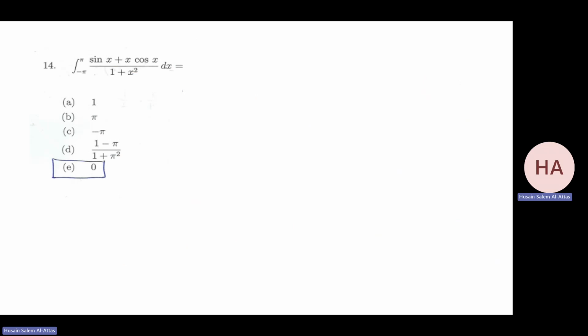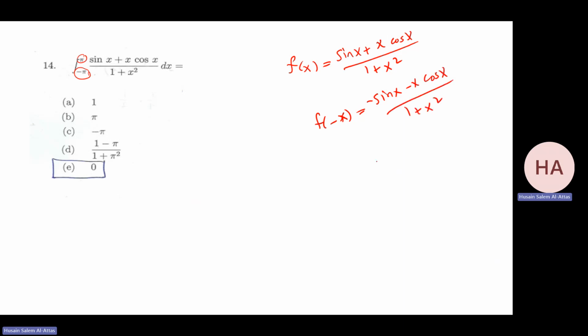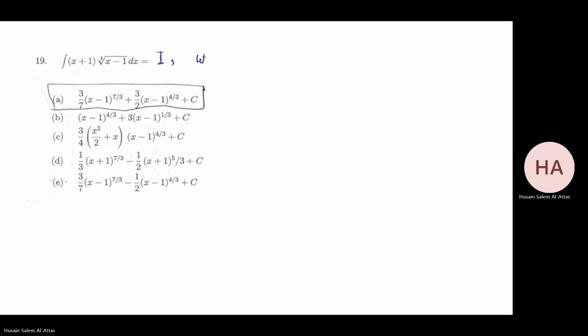Yeah, easy one. Okay, I see minus a to a. This is odd. Yeah, let me check it. Actually, the complete function is an odd function. f of minus x will be what? Minus sine x minus x cosine x over 1 plus x squared, which is minus f of x, odd function. So the answer is 0. Okay.